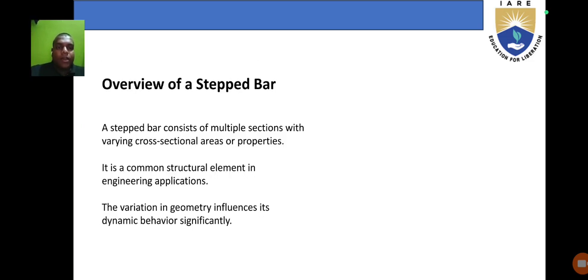Overview of a stepped bar. A stepped bar consists of multiple sections with varying cross-sectional areas or properties. It is a common structural element in engineering applications. The variation in geometry influences dynamic behavior significantly.